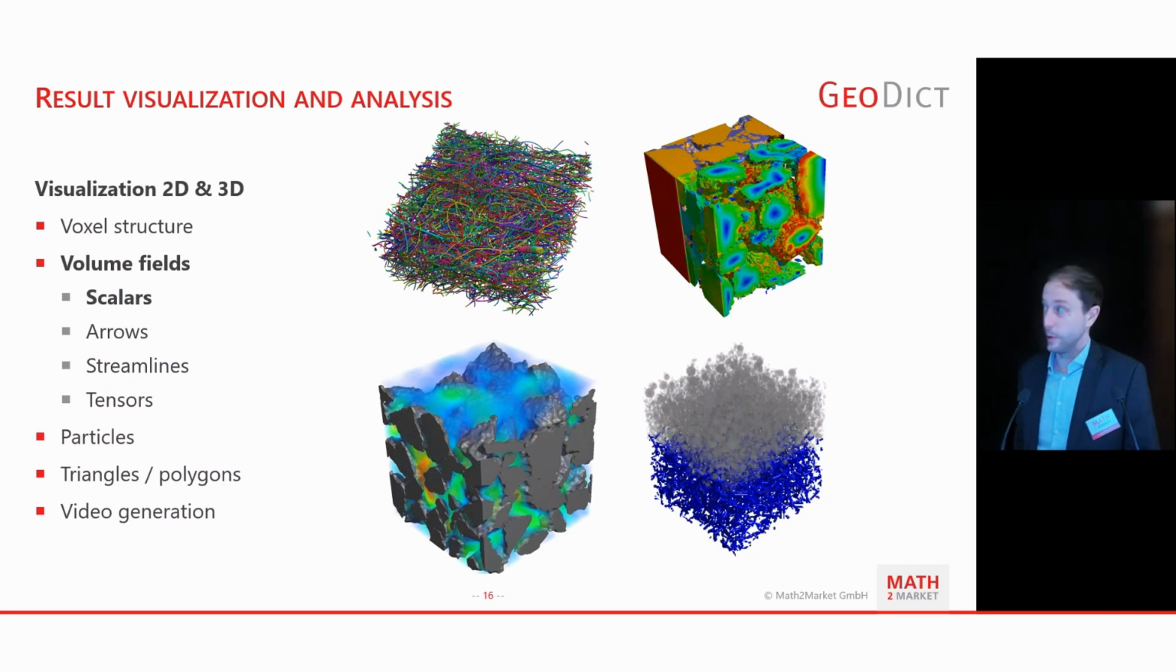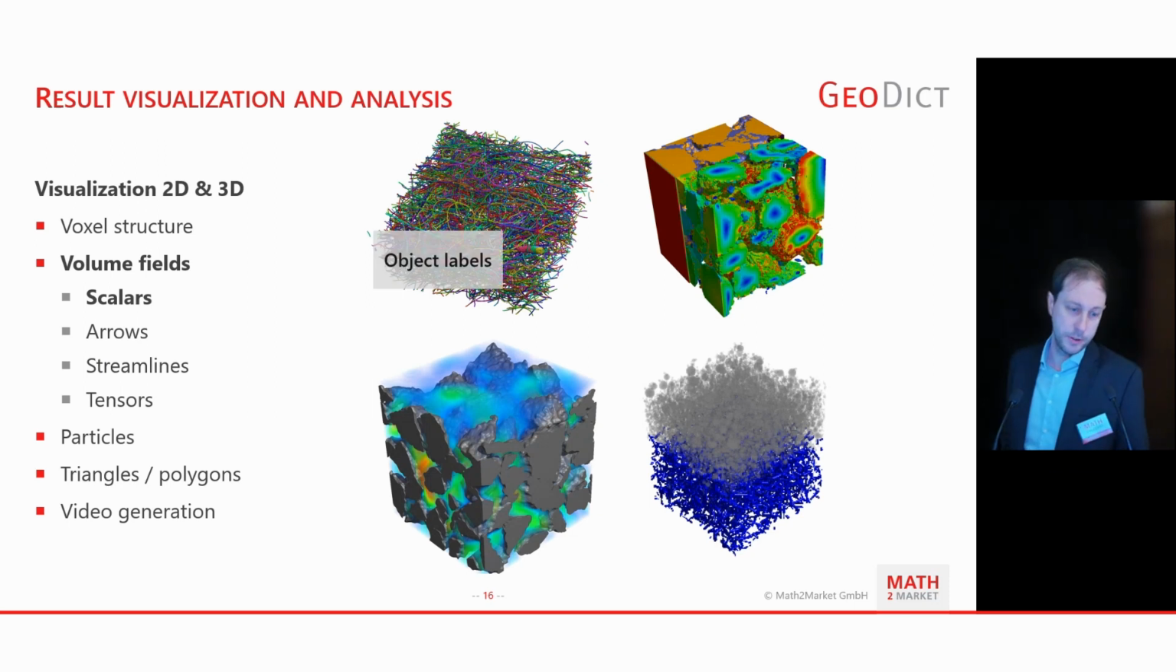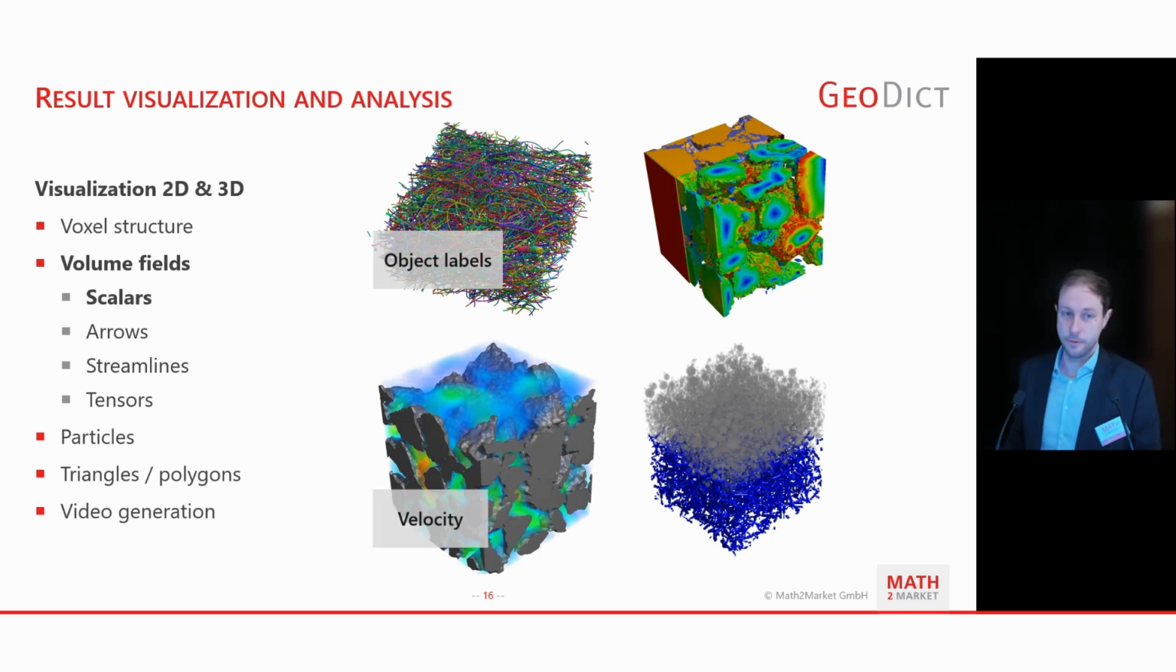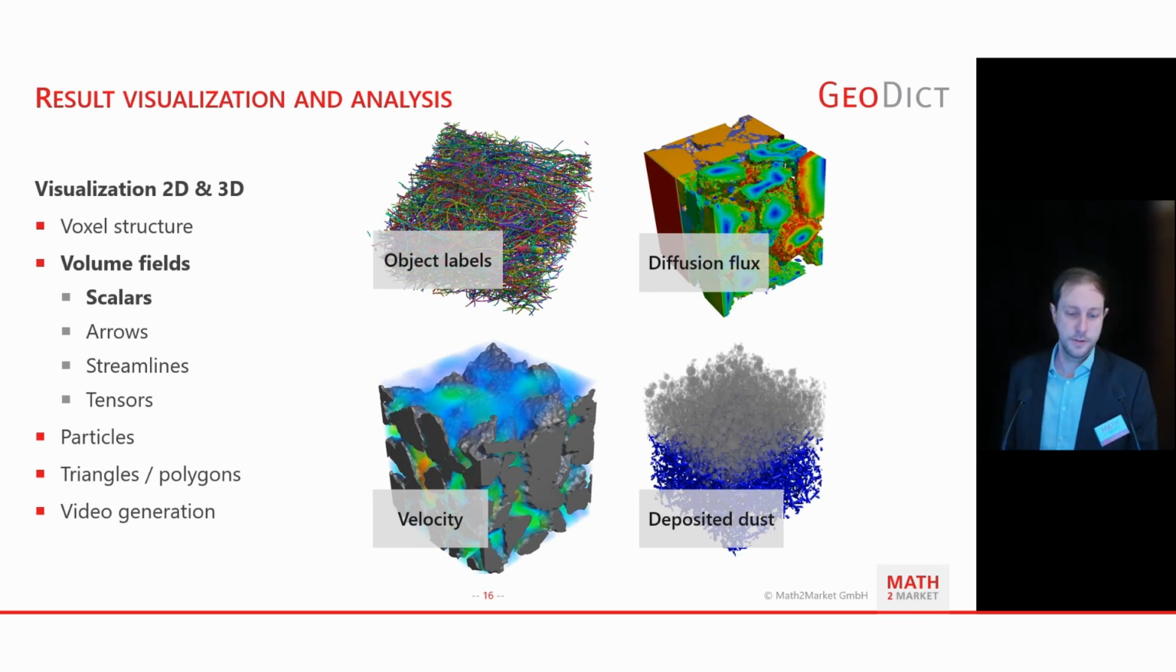Next big feature is showing volume fields. If you simulate and have some results that are also three-dimensional aligned, then you have to somehow have a look at them. And here I brought some examples. Here you have, for example, object labels that come from identification of fibers. Or here you have a velocity field from a FlowDict simulation that simply tells you how fast is your flow through your structure. Or here you can see the diffusion flux inside a battery cell, or here something easy, the deposited dust that comes from the FilterDict simulations.